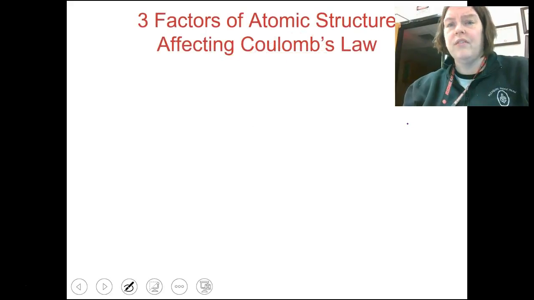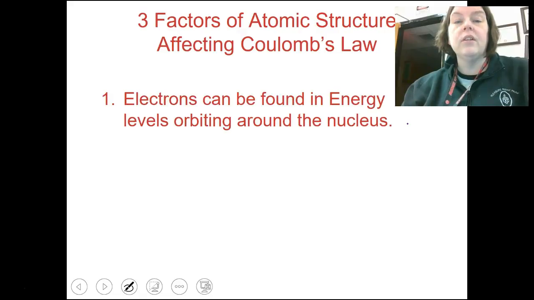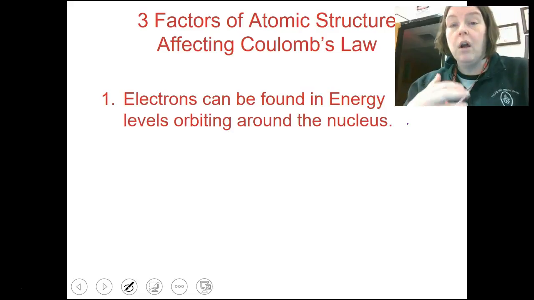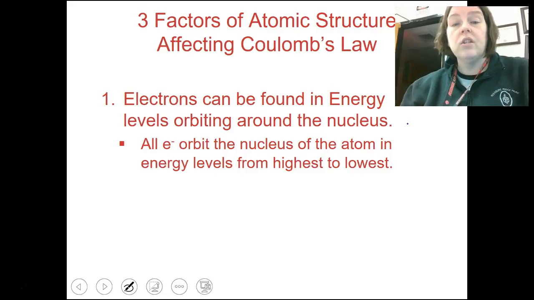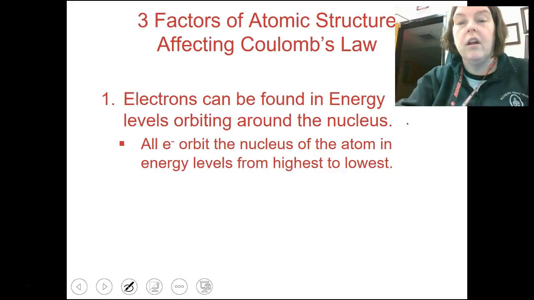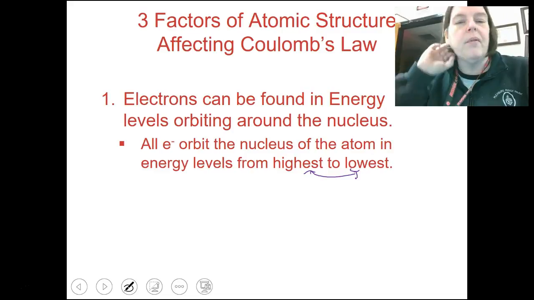So there are three factors of the atomic structure that are affecting Coulomb's law, or that Coulomb's law explains. I should be more clear there. The first one is electrons can be found in energy levels orbiting around the nucleus. Bohr actually originally discovered this. Now it was enhanced when the quantum model came along, but Bohr discovered this first. And what this says to us is that all electrons orbit the nucleus of an atom in energy levels from lowest to highest. I'm sorry, these should be switched: lowest to highest. Sorry about that.